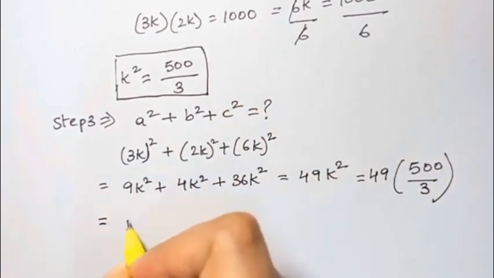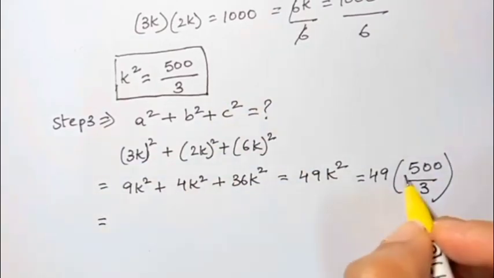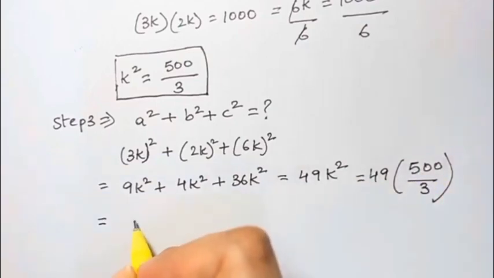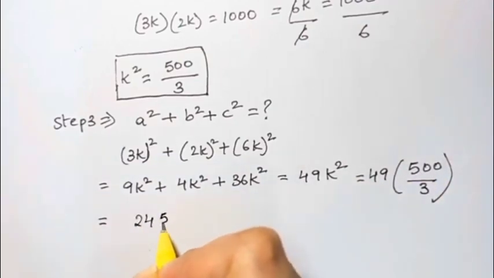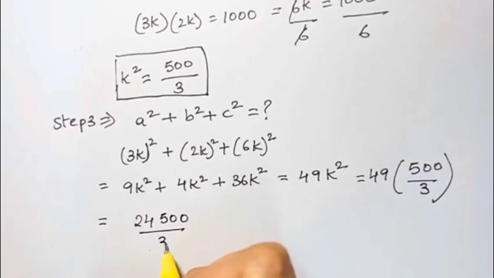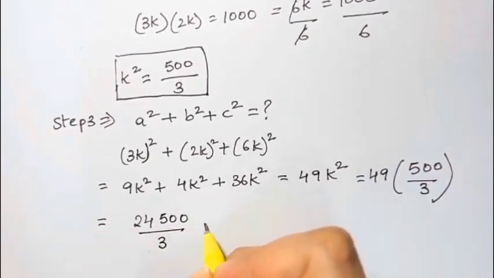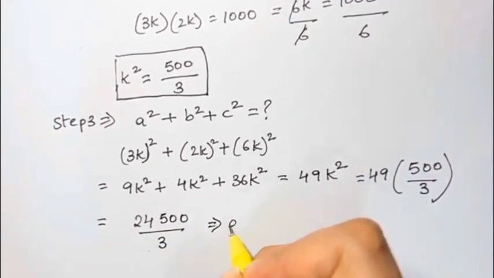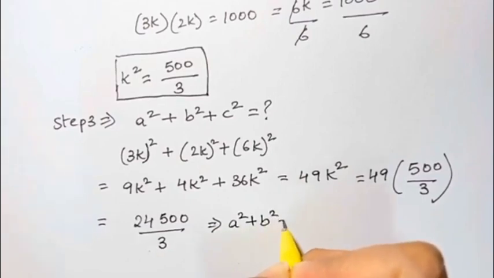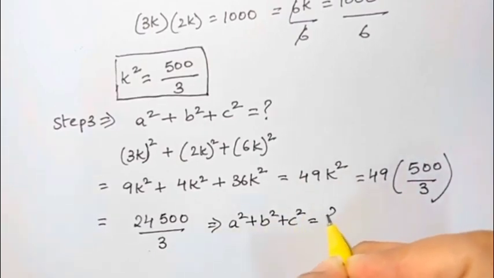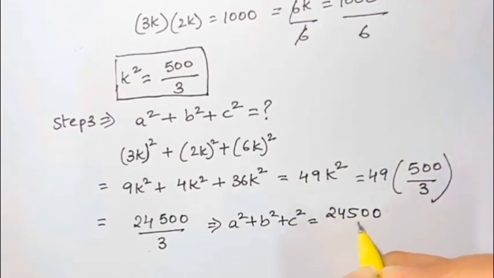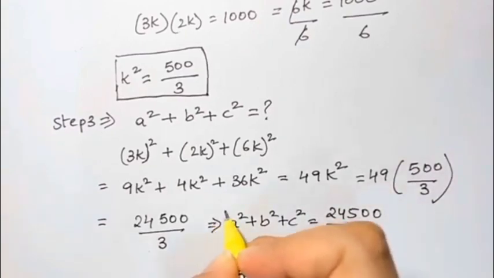So here we have 49 times 500, which is 24,500 over 3. That's the value of A square plus B square plus C square. That's 24,500 over 3. That's your answer.